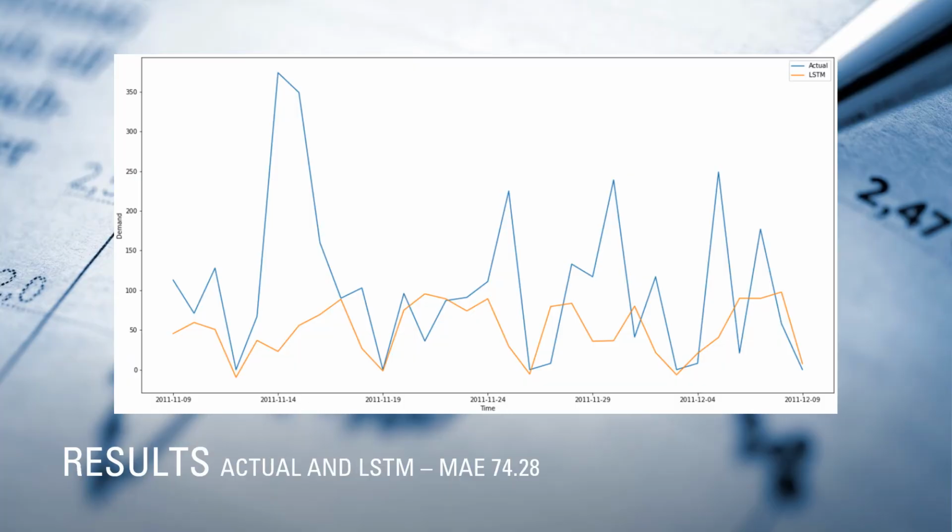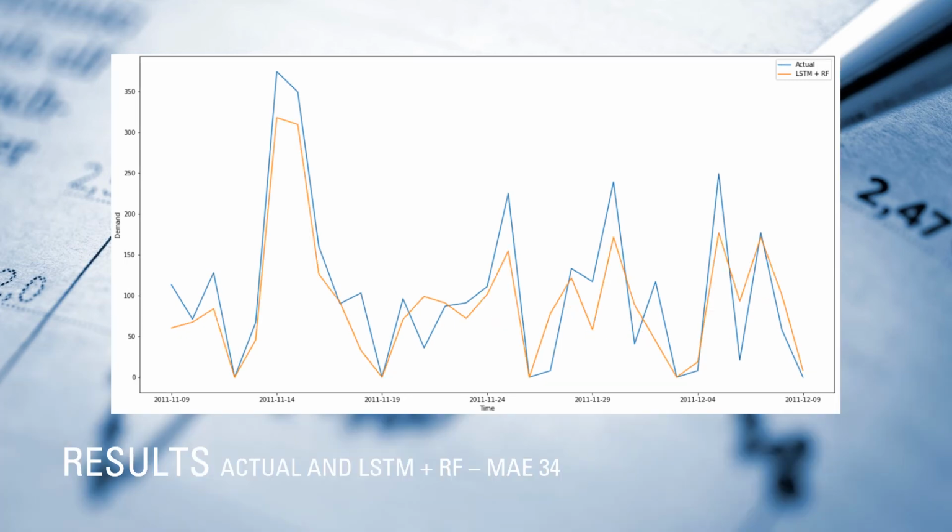So these are the results from the best LSTM model for a product. These results are for 31 days, and as we can see here, the blue line is indicating the actual values, and the orange line is indicating the predicted LSTM values. So just from the LSTM, we are getting an MAE of 74.28.